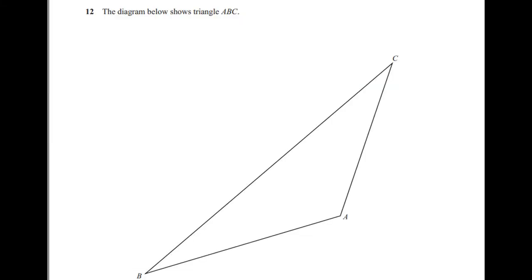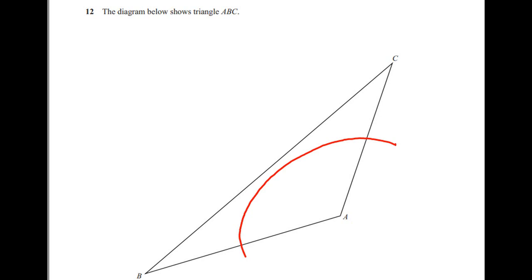Question 12. The diagram below shows triangle ABC. Part A. On the diagram, construct the locus of points inside the triangle that are 3.5 centimeters from A. That means we need a circle of radius 3.5 centimeters around A. So make that using your geometrical instruments.